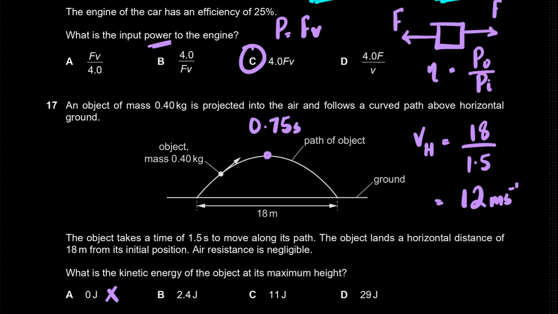There will be no vertical component, so I just have to use half mv squared, then half into 0.4 into the square of 12, so 144 times 0.4 divided by 2 is 28.8, to 2 significant figures 29 joules.